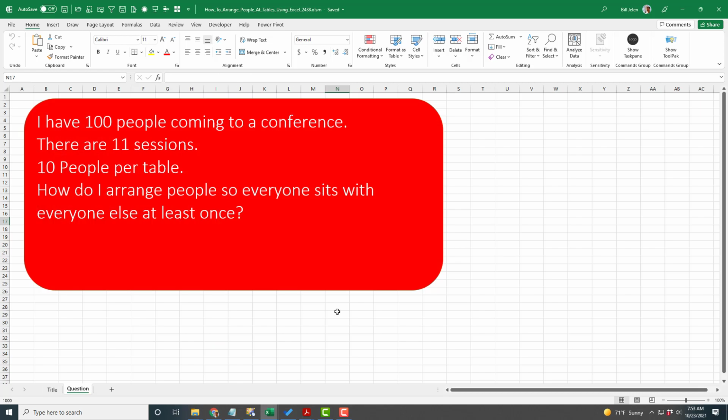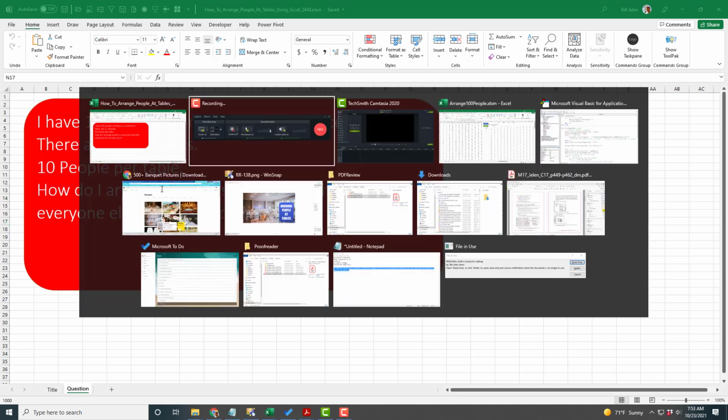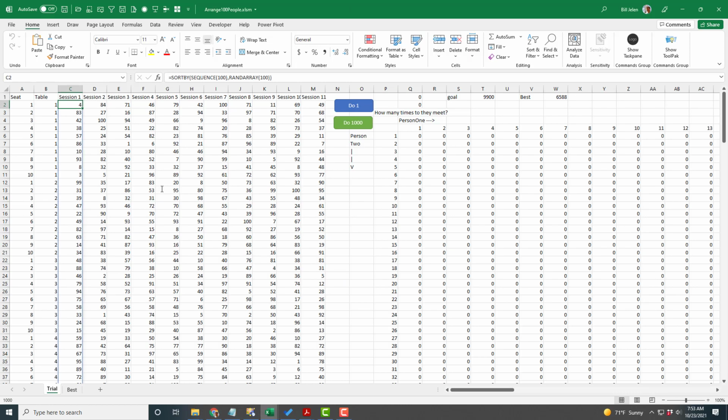He has a conference, 100 people coming to a conference, and he wants everyone to meet everyone else. There's 11 sessions, 10 people per table. How does he set up a seating chart for each session so everyone meets everyone one time? I don't think it can be done. But this is the power of groupthink. Someone out there has a better solution than what I have.